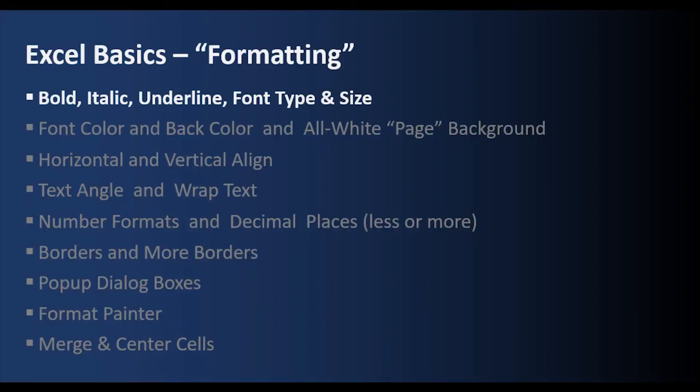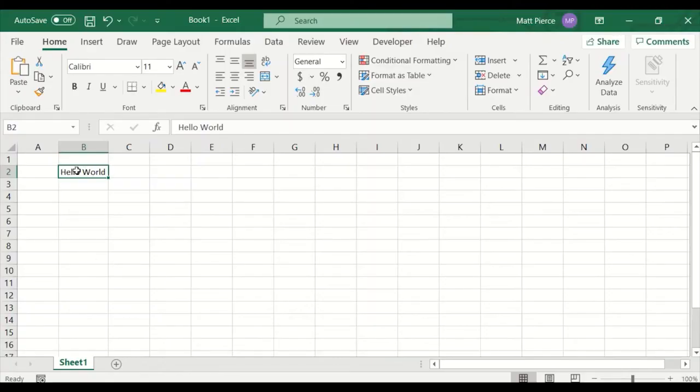First up for Excel formatting, we'll discuss how to do bold, italic, underline, and set the font types and sizes. So I've entered Hello World into this cell, no formatting yet, and we're going to walk through different types of formatting. So up here in the toolbar, we can do bold, goes to bold, we can click it again, it undoes it. Go to italics, click it again, undoes it.